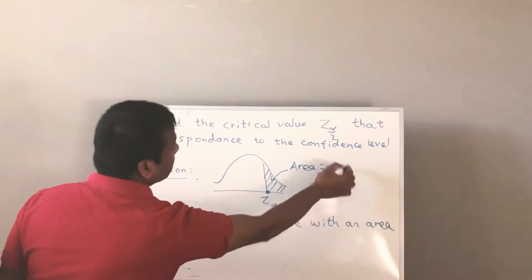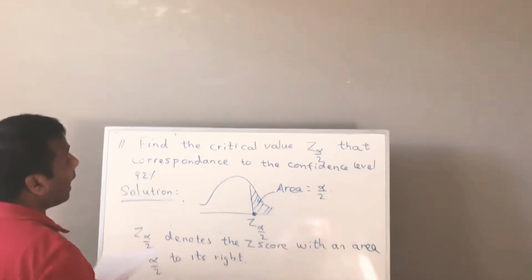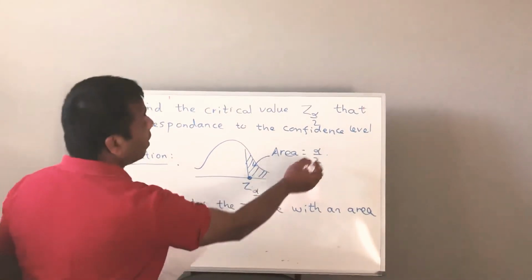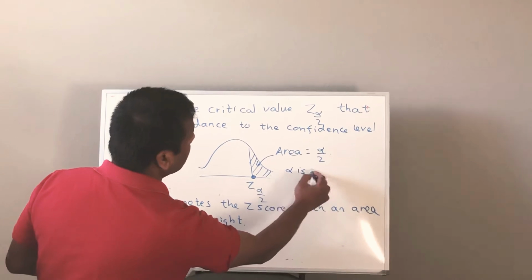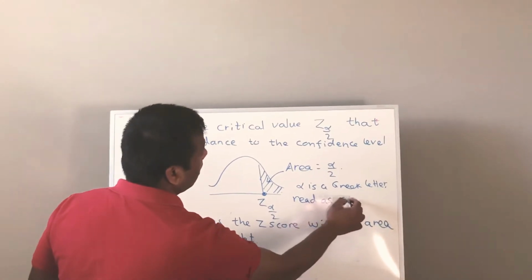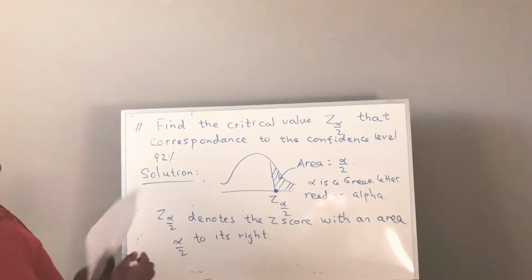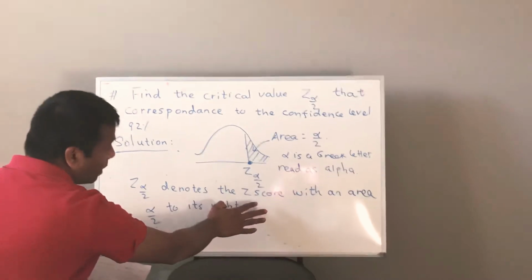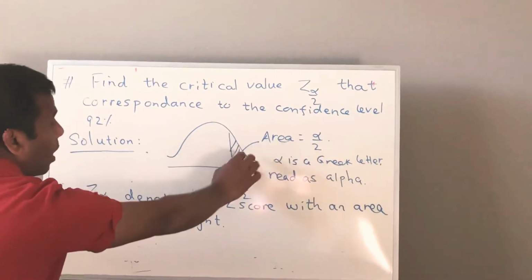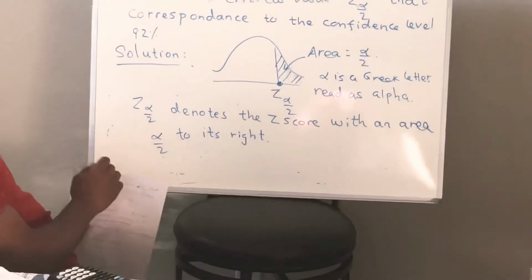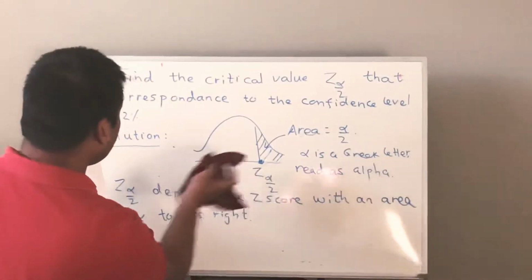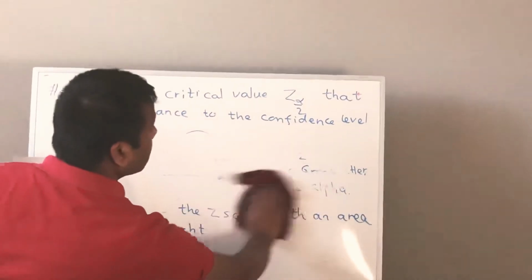is alpha over 2. Okay, and remember, this letter alpha is a Greek letter. So guys, you have to understand this. The z alpha over 2 is the z score, and to the right of this z score you have the area alpha over 2. So the area of the shaded part is alpha over 2. After you understand this, we can solve this problem, which is very, very simple.